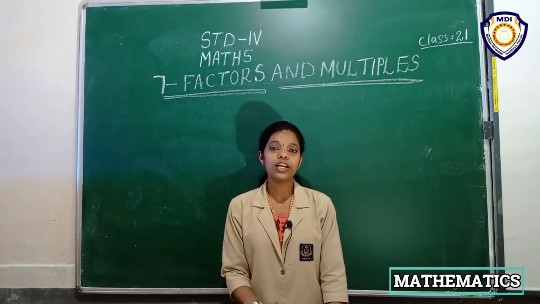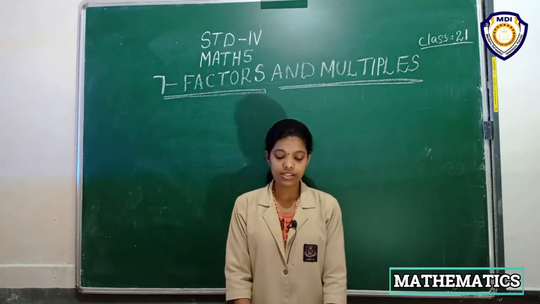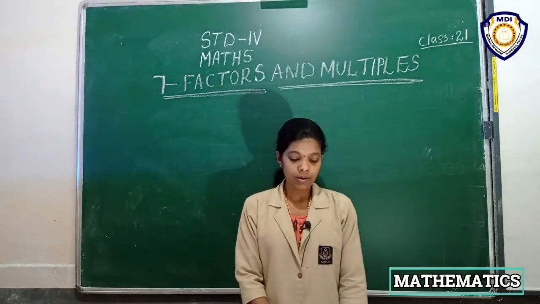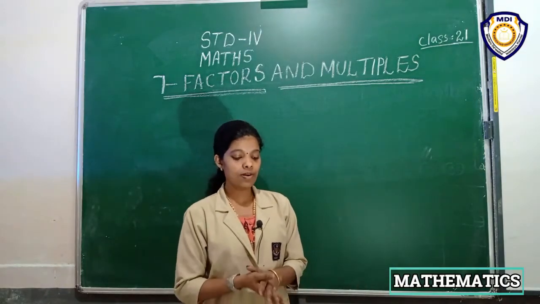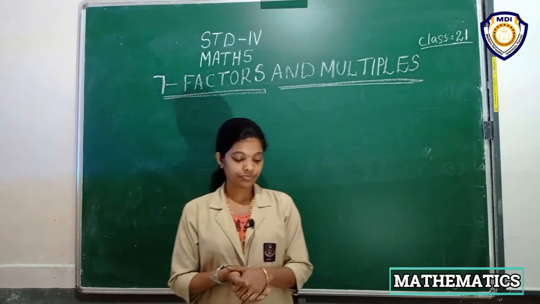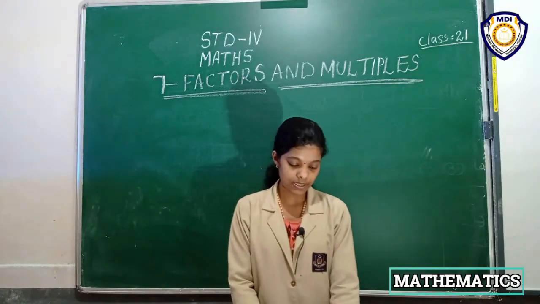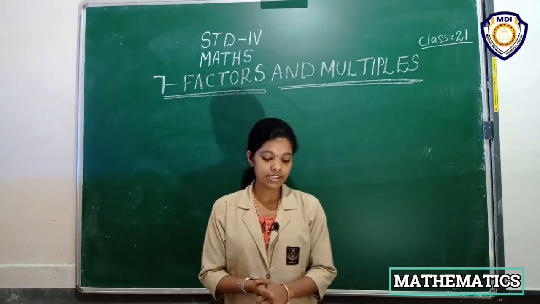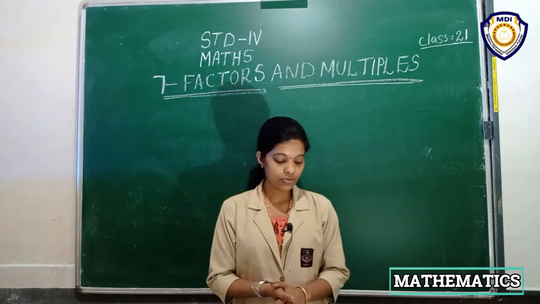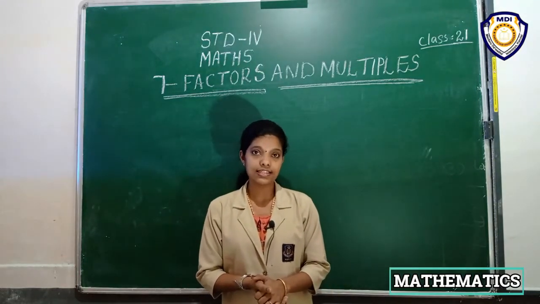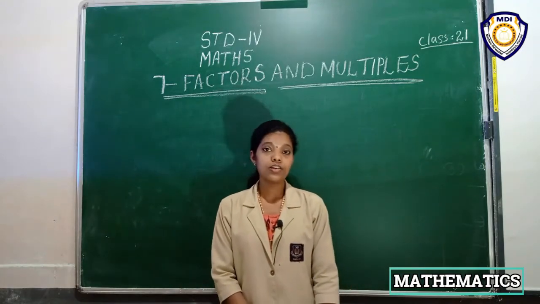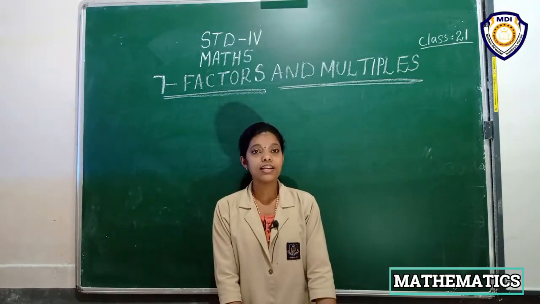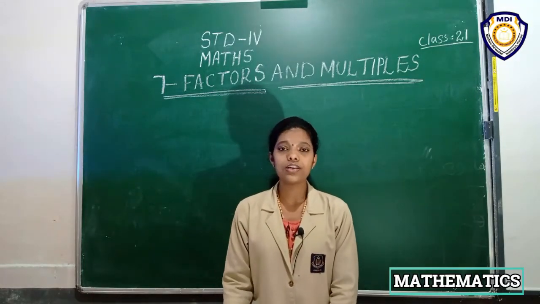Today we are going to learn about our new chapter, chapter 7, factors and multiples. In factors and multiples, there are some topics: multiples, least common multiples, factors, tests of divisibility of numbers, highest common factor, prime numbers and composite numbers, and the prime factorization method of finding HCF and LCM. Today we are going to learn about multiples, least common multiples and factors. Are you ready for the class?